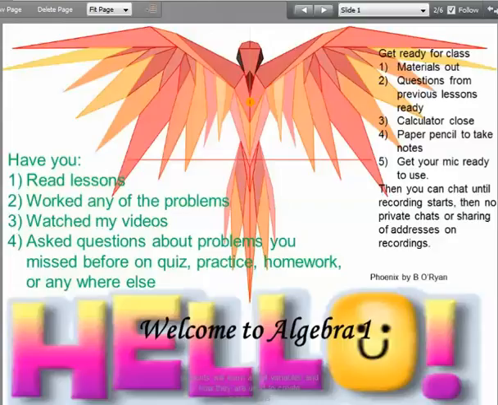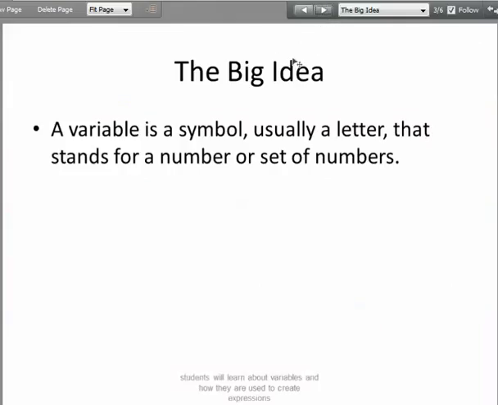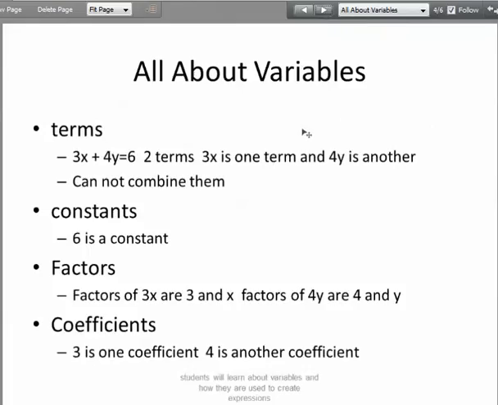In Unit 1 of Algebra 1, we're dealing with variables today. I gave you a little bit of this the other day when we were talking about the foundation stuff. But a variable is a symbol. It's usually a letter, and it stands for a number or a set of numbers. It is nothing to be scared of. They are really quite simple. So let's talk about variables just a little bit here.